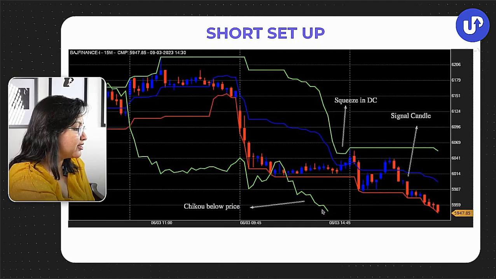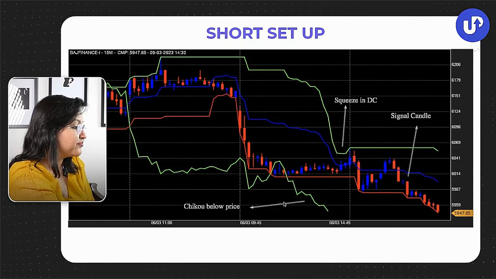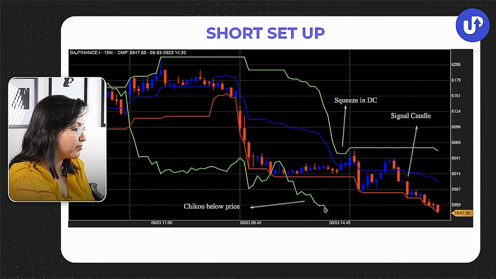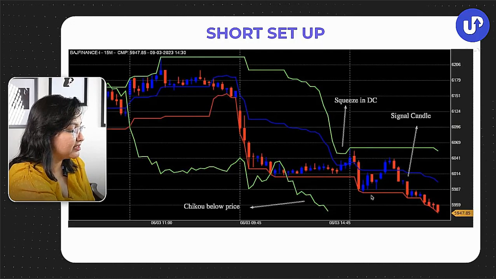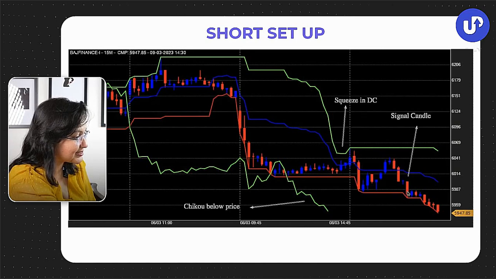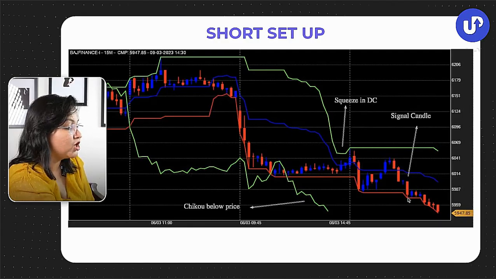So when we are looking at the short setup, we want two things to happen. One, the Chicago below price, that is going to give the momentum, and the next signal would be from a candle which starts touching the Donchian channel. So here, though this first candle touched the Donchian channel, the following candles did not break the low of this candle. So the signal did not get triggered until the next candle which went and touched the Donchian channel lower band. Now this lower band, if you see, started pointing downwards, indicating that this low which has got printed is lower than the past 20 candles on the 15-minute chart.